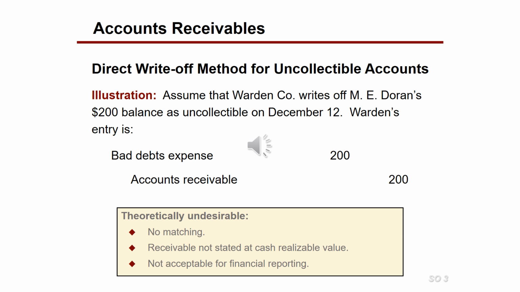It says assume that Warden Company writes off M.E. Duran's $200 balance as uncollectible on December 12th. Warden's entry is going to be a debit to bad debt expense of $200 and a credit to accounts receivable. So as you can see, there was no allowance created. The amount was directly debited to bad debt expense and deducted from the balance of the accounts receivable.